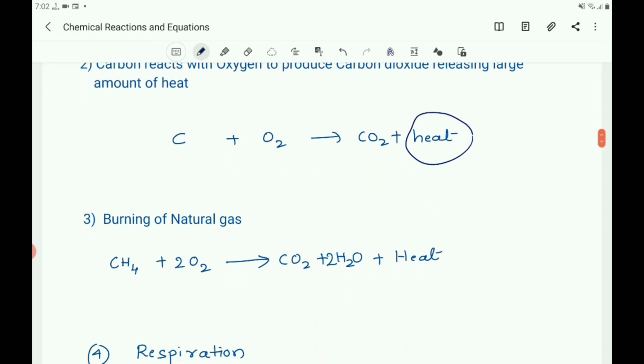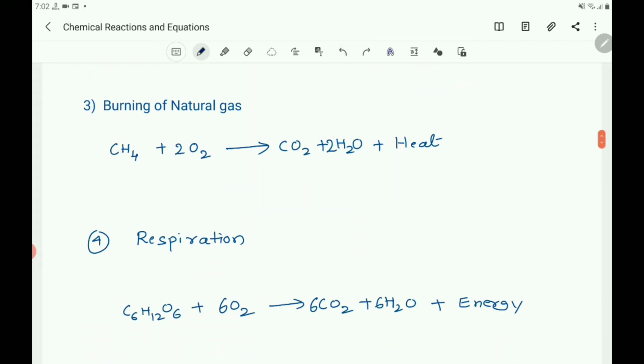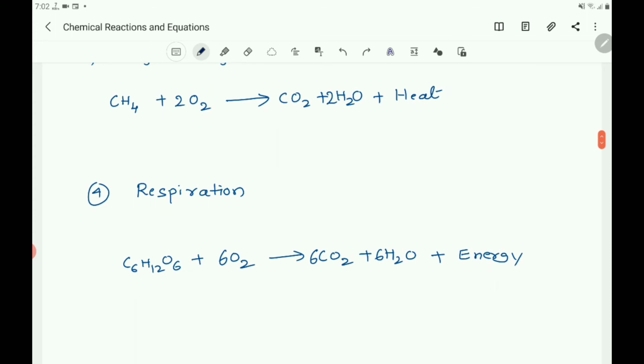Next, burning of natural gas. When CH4, the natural gas, is burnt with oxygen, carbon dioxide and water are produced together with the liberation of a large amount of heat. Next, respiration. Respiration is also an exothermic reaction. Here the food, which is converted to glucose, reacts with oxygen and produces carbon dioxide and water, and in this reaction a large amount of energy is liberated.